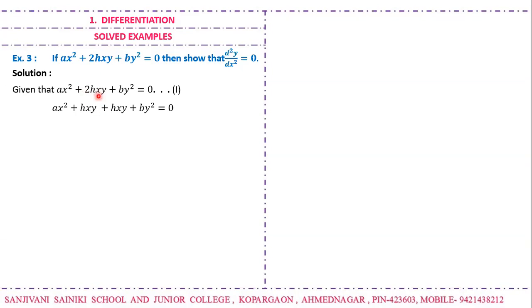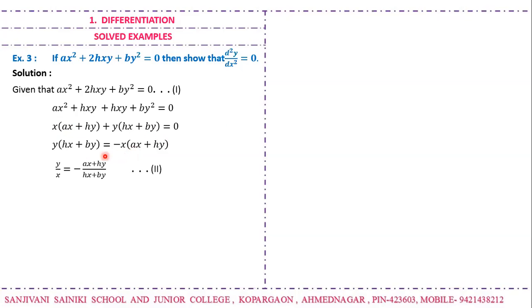This 2hxy, I will write hxy plus hxy, then take x common from the first two and y common from the second, so we get x times (ax plus hy) and y times (hx plus by). Now this y times (hx plus by) is equal to minus of the first term, so we get y by x is minus (ax plus hy) upon (hx plus by). Why have we found out the value of y by x? Because we need it in the derivative.